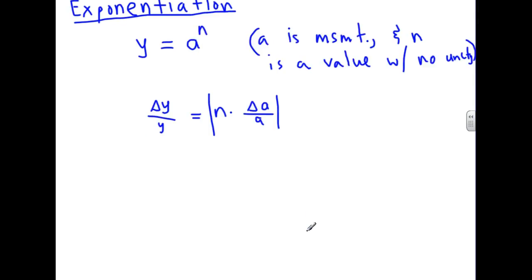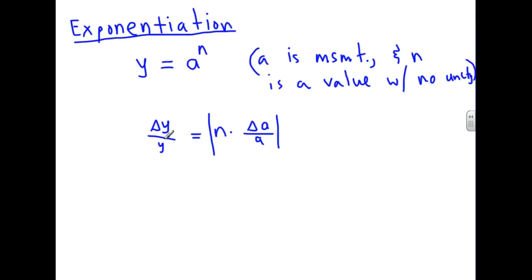Okay. Take a moment, pause the video, see if you can rewrite this using percentage uncertainties. Identify where percentage uncertainties are in this equation. Okay, I assume you paused the video. Here's what we can say. Percent uncertainty in the new value is equal to the percent uncertainty in the old value times the exponent that we used.